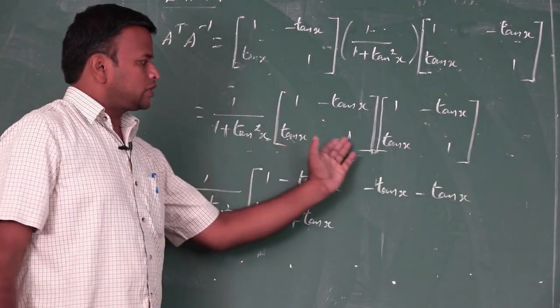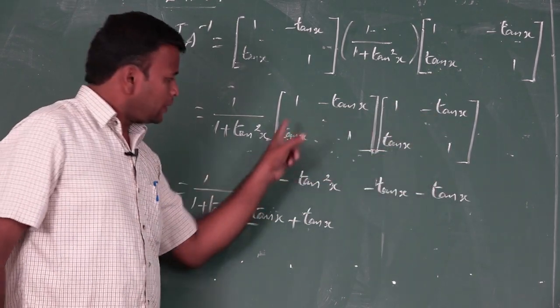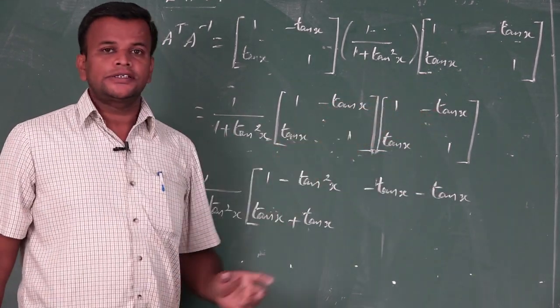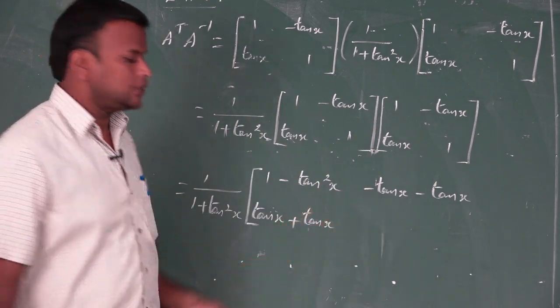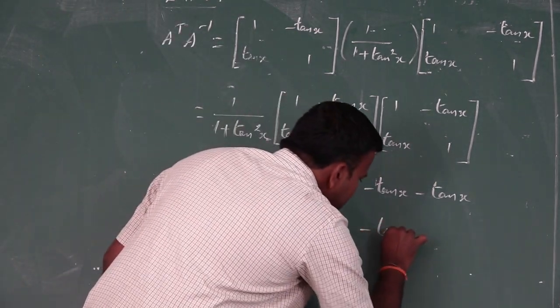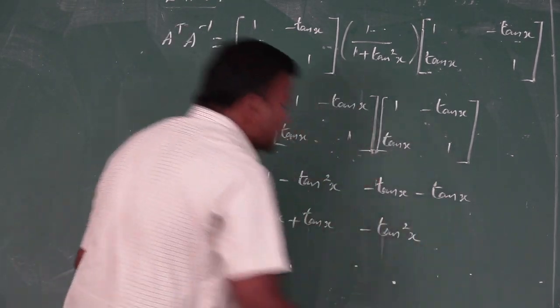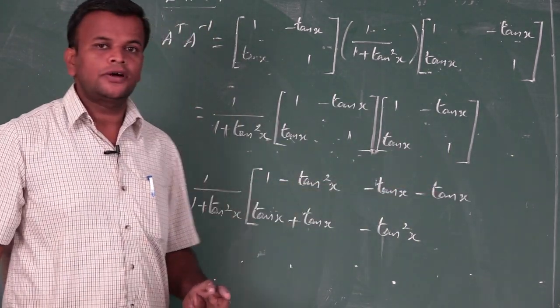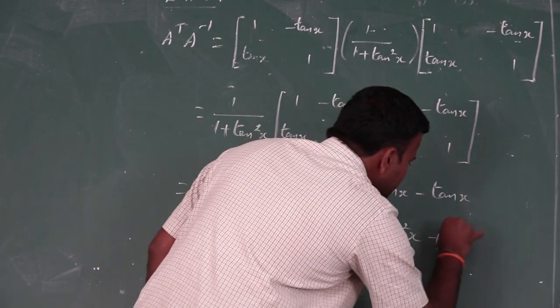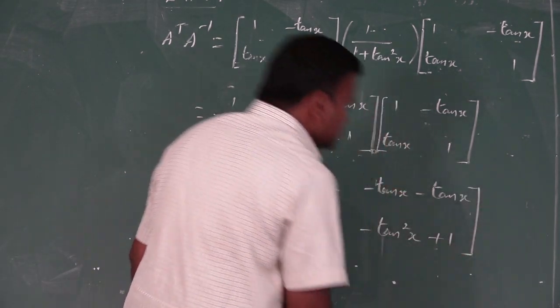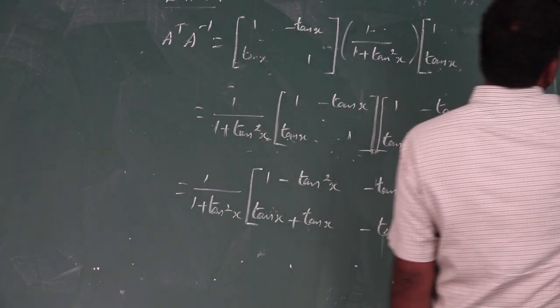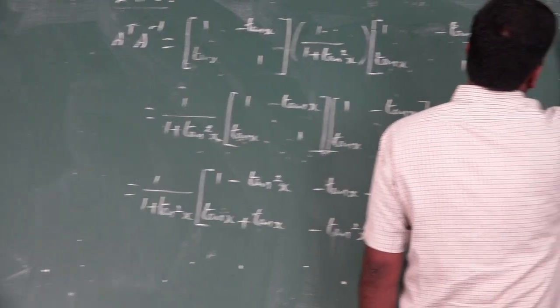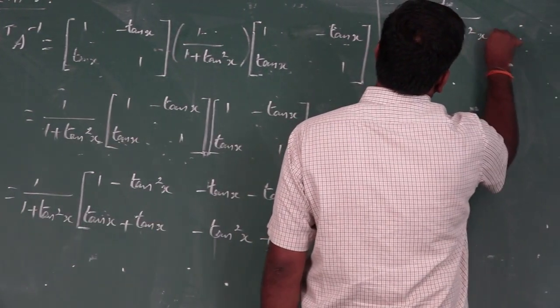Now we will take second row, second column. Tan x into minus tan x. Tan x into minus tan x becomes minus tan square x. Next we move 1 1. 1 into 1, so plus 1. So outside there is no change: 1 divided by 1 plus tan square x.